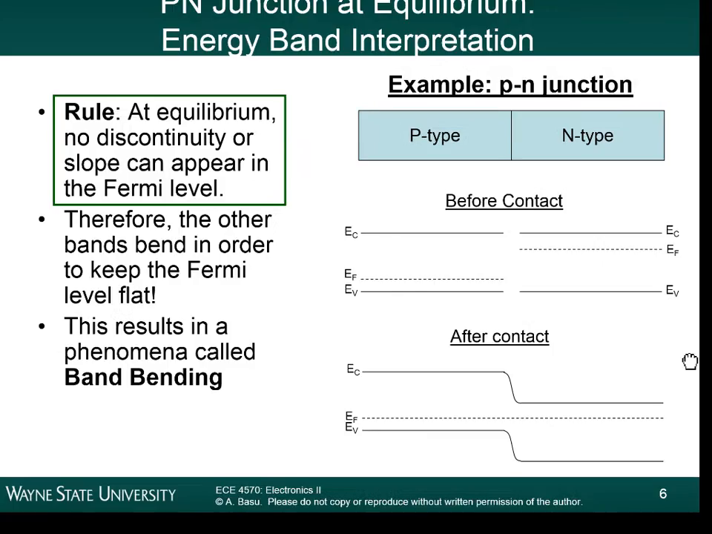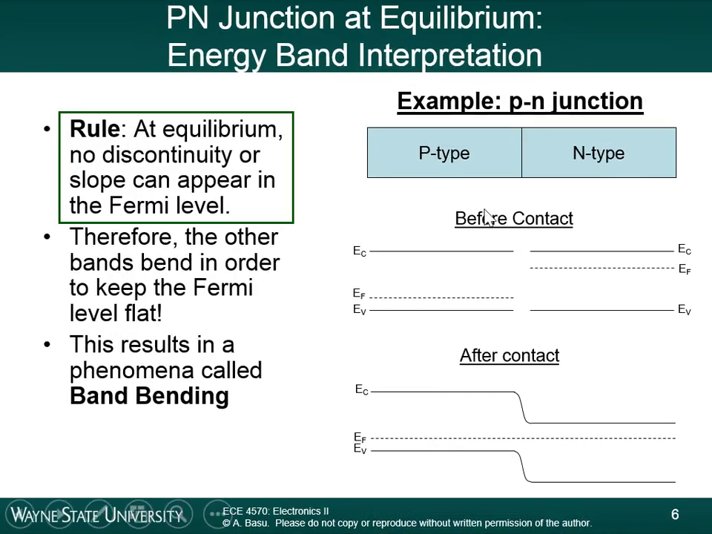So in terms of a rule of thumb, some of these rules that you see here, you can just write those rules down, and by the end of the semester, you will have a whole list of rules for analyzing and interpreting energy band diagrams. We're just introducing one of them right now. Okay, no slope in the Fermi level, and then I guess this is also a concept that you have a phenomenon called band bending.